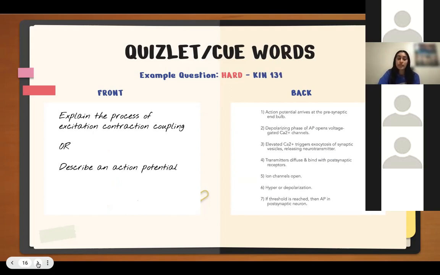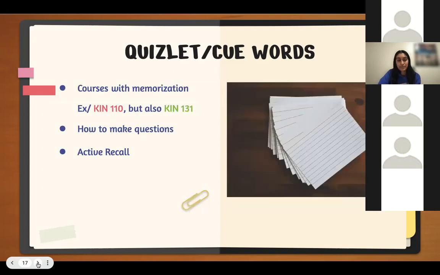And finally, this would fall under the harder category. For example, Kin 131, you might ask, explain the process of excitation contraction coupling or describe an action potential, anything like that. So this is good because you have to mentally go through all of the steps, and it's beneficial because it makes you think and you get the answer right away.